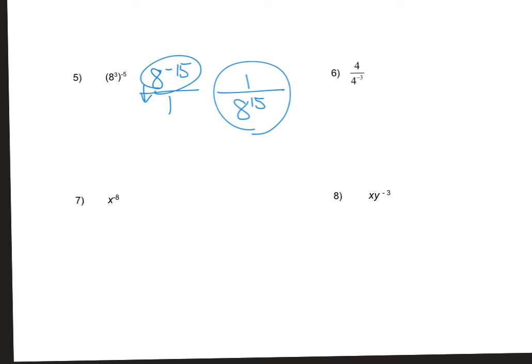All right, now for number 6, the 4 is happy on top. We leave him alone. That's got a 1 on it, by the way, because everything has an exponent, even if it's not there. If it's not there, we can put a 1. And the 4 to the negative 3rd is not happy. It wants to come up with the 4. So I can bring it up and put it right next to it. I can put a placeholder on the bottom.